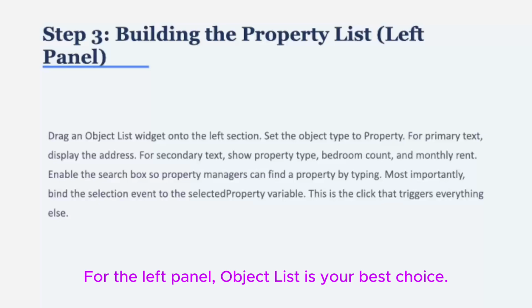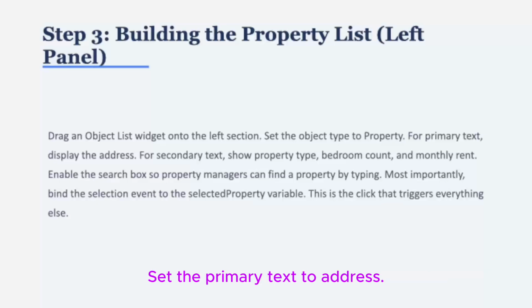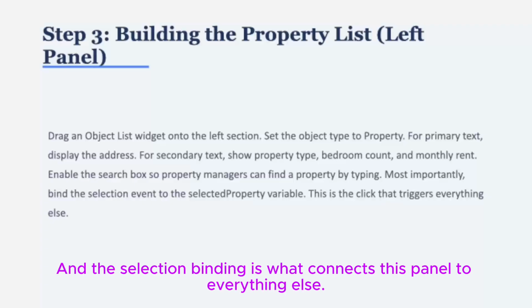For the left panel, object list is your best choice. Set the primary text to address. That's what users care about most. Add a secondary text for quick context. Turn on search with 30 properties. Scrolling is slow, but typing is instant. Add the selection binding, which is what connects this panel to everything else.